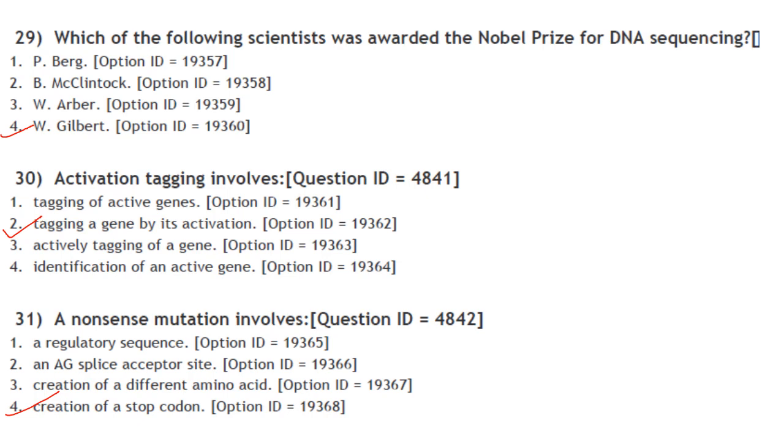Then next one. Activation tagging involved. So activation tagging randomly inserts a T-DNA fragment containing engineered 4 copies of enhancer element into a plant genome to activate transcription of flanking genes. So, activation tagging involves tagging a gene by its activation. Answer is option 2. A nonsense mutation involves creation of a stop codon. Answer 4.